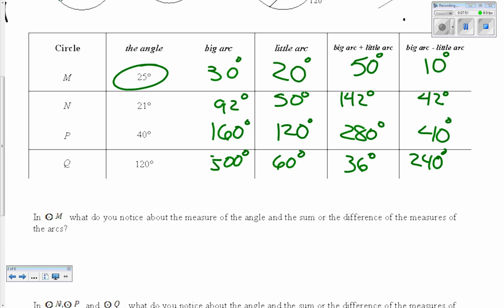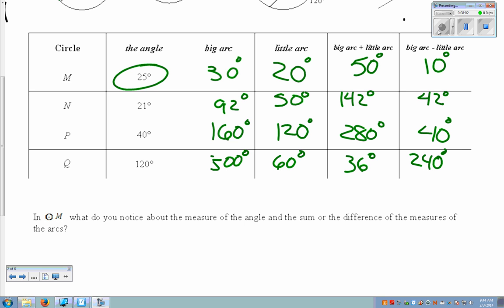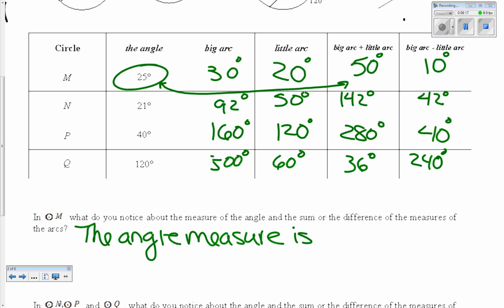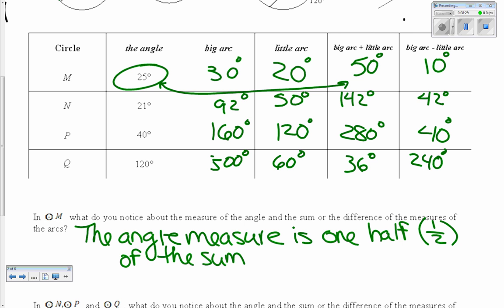Okay, well, any relationship between 30, 20, and 25? I'm pausing because I'm making you think. What I notice is that the angle measure is 1/2 of the two arcs added together. All right, so it's 1/2 of the sum of the two arcs, of the big and the little.